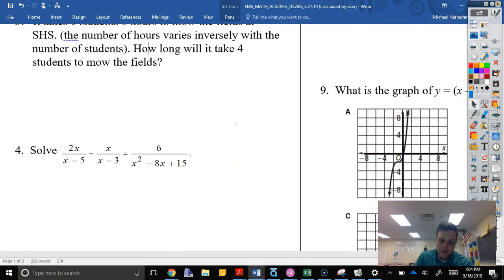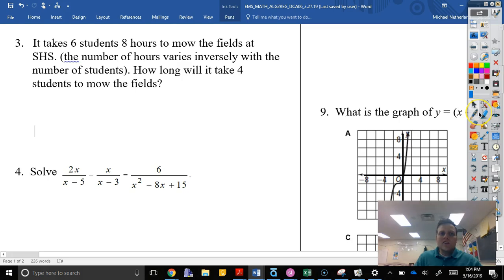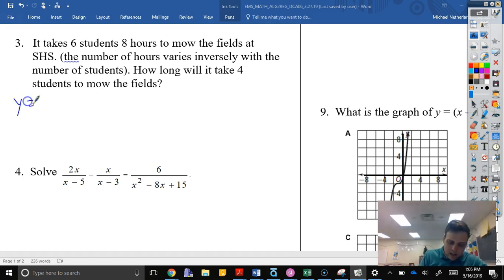Now, let's look at problem number 3, where it says, it takes 6 students 8 hours to mow the field at Saginaw High School. The number of hours varies inversely with the number of students. How long will it take 4 students to mow the fields? Hopefully you remember that inverse variation is just y equals k over x, and I have to find k, the constant of variation, first. So hours varies inversely with students, so I say 8 hours equals k over 6. Multiply both sides by 6, and I get that the constant of variation is 48.